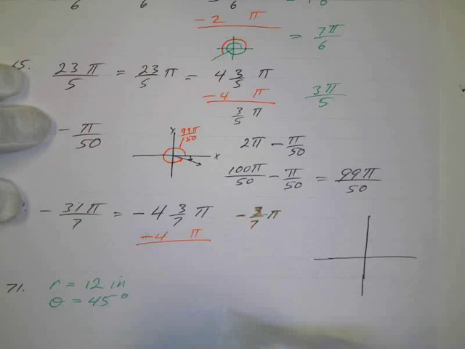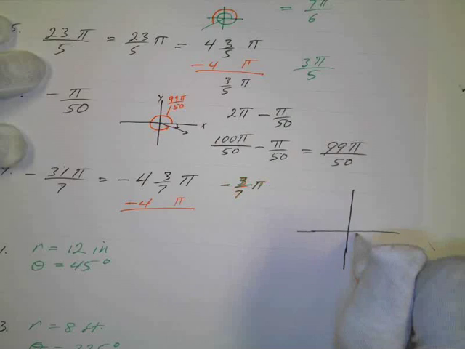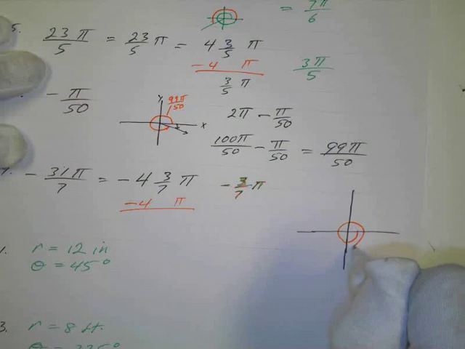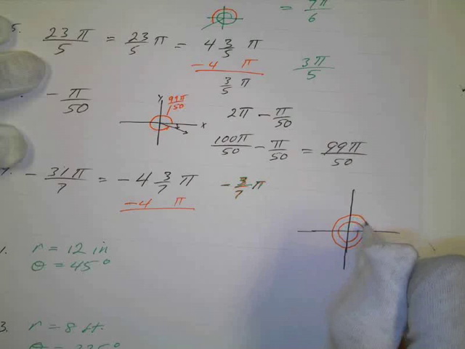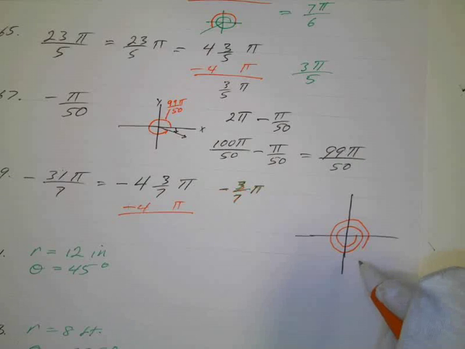Okay. Now, what does this mean? This means I'm going to go to the left 2 revolutions. So that's what this negative 4 pi will be. There's 1 all the way around there. That's minus 2 pi. This is minus 4 pi. And then I got a little bit more to go, and that's going to be minus 3/7 pi.